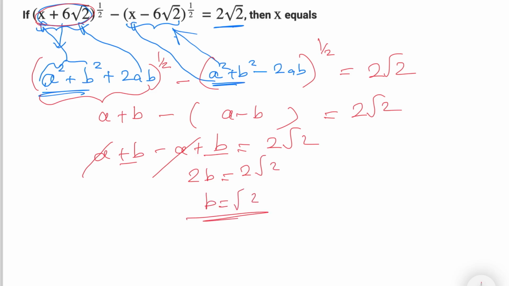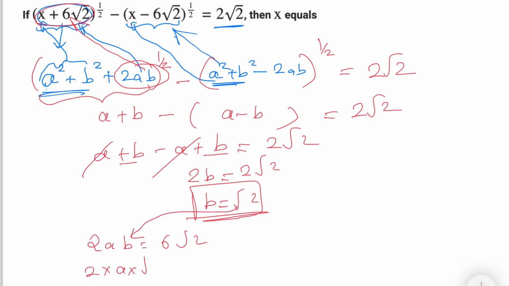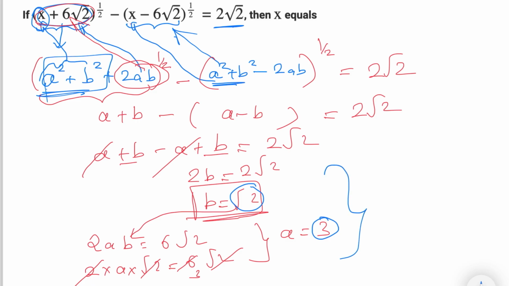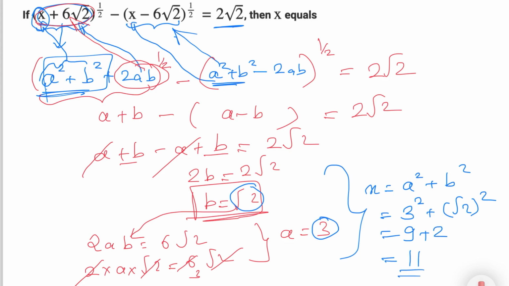Okay, so we are already halfway there. We have found b as √2. And we also know that the 2ab term is nothing but 6√2. So if 2ab corresponds to 6√2, we can put b as √2 here. I'll get 2 into a into √2 is 6√2. √2 and √2 gone. 2 ones are 2, 3 twos are 6. I'll get the value of a as 3. And now we have got a as 3, b as √2. Our target is to get x, which is a² + b². So the value of x is 3² + (√2)², which is 9 + 2 or 11. Okay, so our answer is 11.